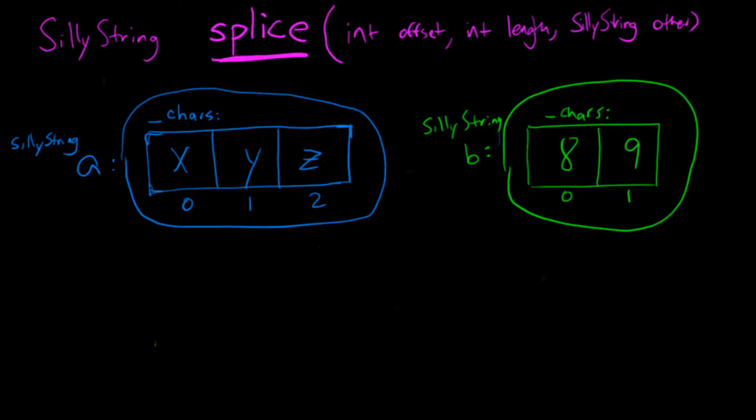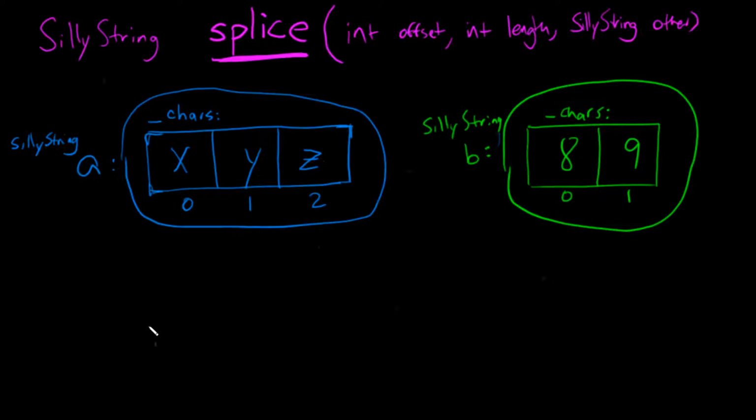The splice method has a number of parameters which can be a little confusing to understand when you're getting started with trying to implement splice. So I want to talk through these specifically. First, imagine that we've got two silly strings: A, whose characters field is XYZ, and silly string B, whose characters field contains the characters 8 and 9.